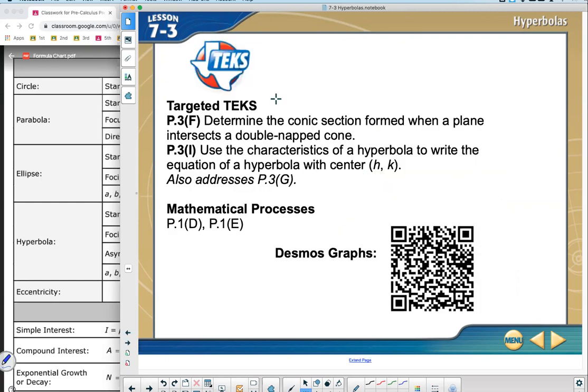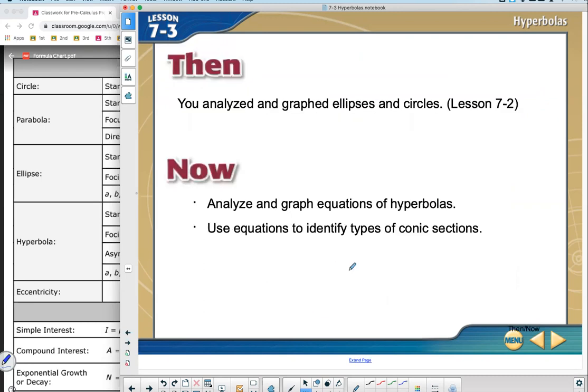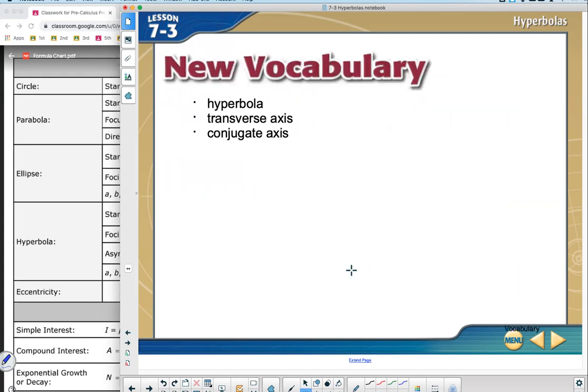lesson 7.3. This is for hyperbolas. I do say I have some graphs I think are very helpful if you want those. But today I'm going to focus on a lot of algebra. All right, we're dealing with hyperbolas. So what's different with a hyperbola from an ellipse? Well, let me just do a quick diagram and I'll show you what's a little different on these.